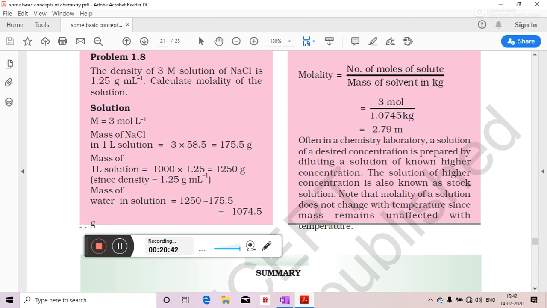So mass of solvent we have got. So what is the equation of molality? That is equal to number of moles of solute upon mass of solvent in kg. Now number of moles of solute is 3 moles. So 3 moles, the number of moles of NaCl, divided by mass of solvent in kg. Now in gram, mass of solvent is 1074.5, so in kilogram it will be 1.0745 kilogram. So when you divide it, it will be 2.79, and the unit of molality is small m.